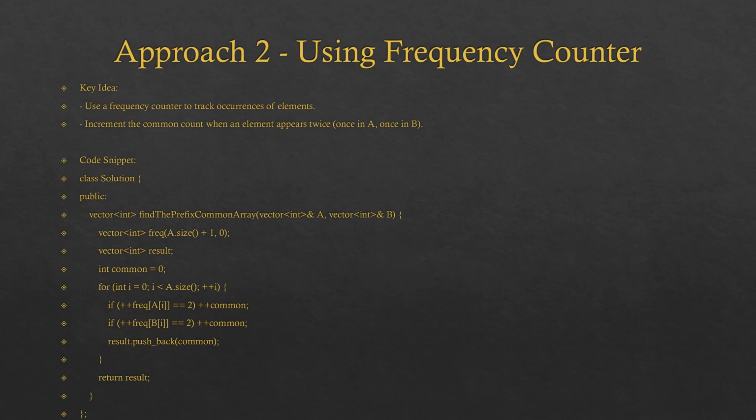The second approach uses frequency counters to track how often elements appear. Each element is counted when it is first seen, and the common count increases when it is seen in both arrays. This method is simple, intuitive, and maintains an O(n) time complexity. Although it requires additional space for the frequency array, here's the implementation.